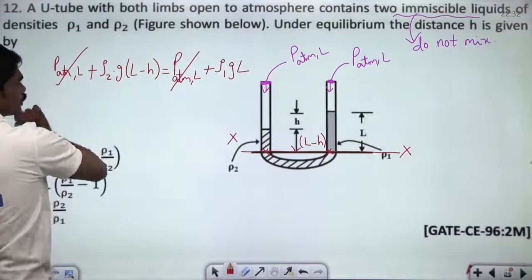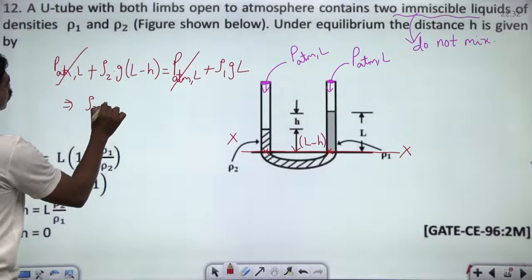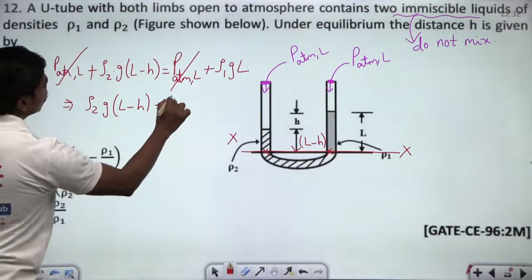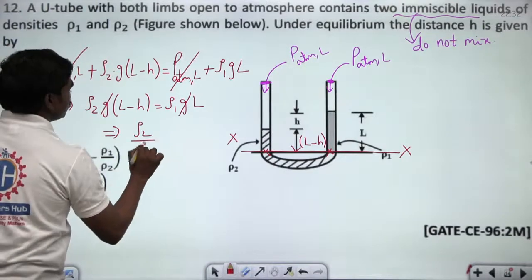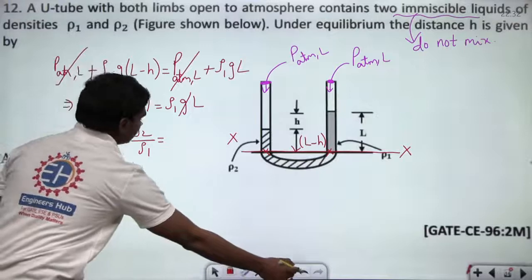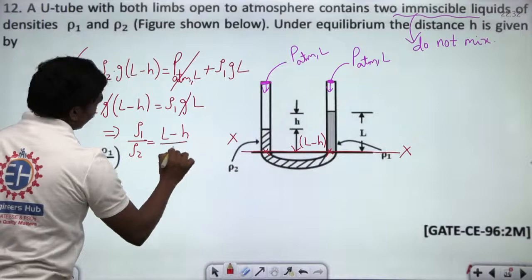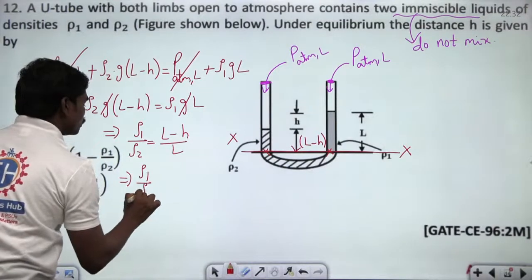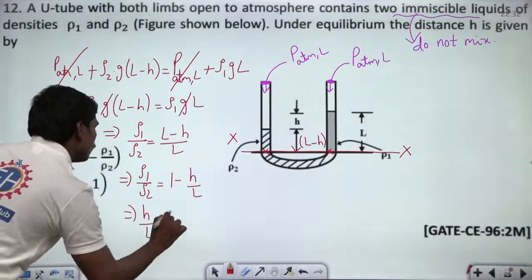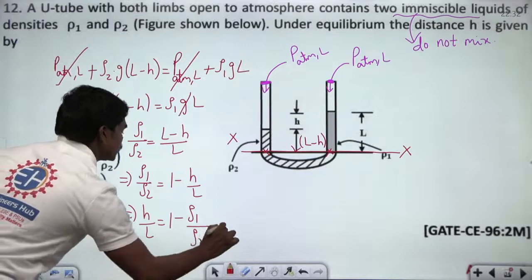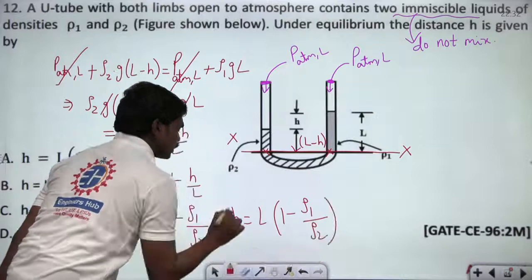So you can cancel this local atmospheric pressure in both the cases, and he is asking you for an expression of H. So if you want the expression for H, you have ρ2 g (L minus H) is equal to ρ1 g L. So g gets cancelled, and ρ1 by ρ2, you can write it better, you will get a better sense. So ρ1 by ρ2 is equal to (L minus H) by L. So this implies ρ1 by ρ2 is equal to 1 minus H by L. So H by L is equal to 1 minus ρ1 by ρ2, and this implies H is equal to L times (1 minus ρ1 divided by ρ2). Correct? This is what you can write.